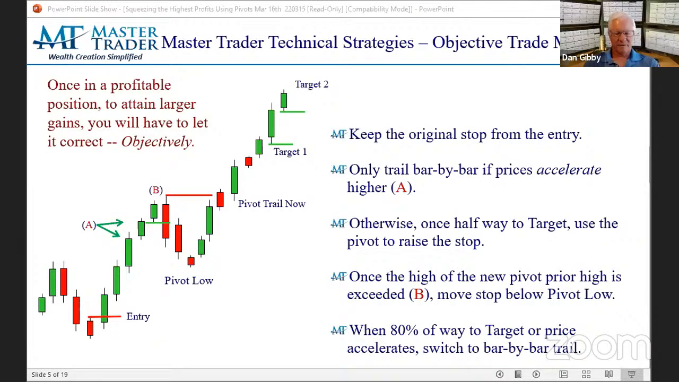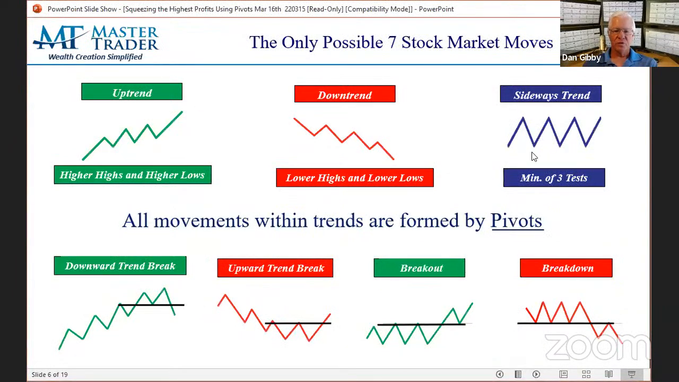And Vince, what we're showing you here applies to whatever time frame you are trading. So now we're going to show you how to determine trends and use that with pivots. These are the only 7 moves that stocks, options, futures, cryptocurrencies can make. So identifying what trend it is in is the first step to say, okay, what strategies do I have in this trend?